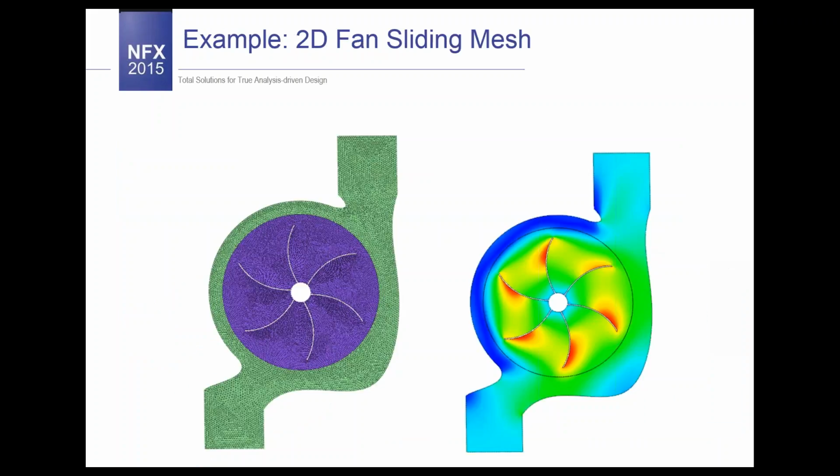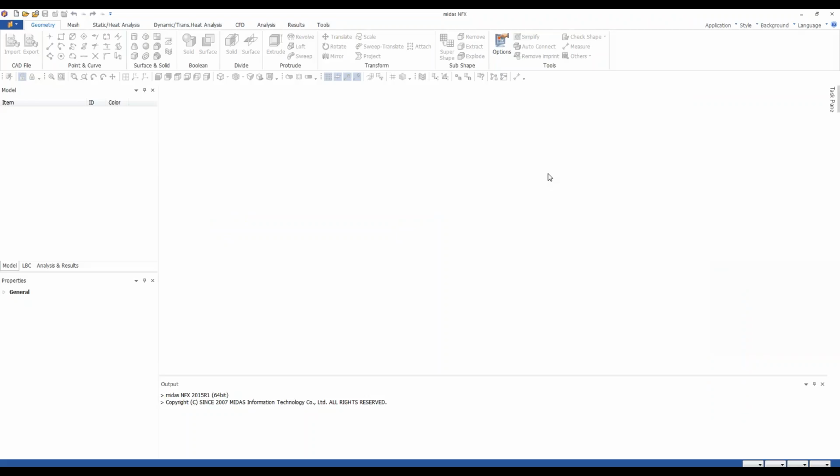Now I'll show you a very simple example of how to simulate that on this model. So this is a 2D fan that I will try to simulate using this sliding mesh. So let's switch to Midas NFX. So here it is.